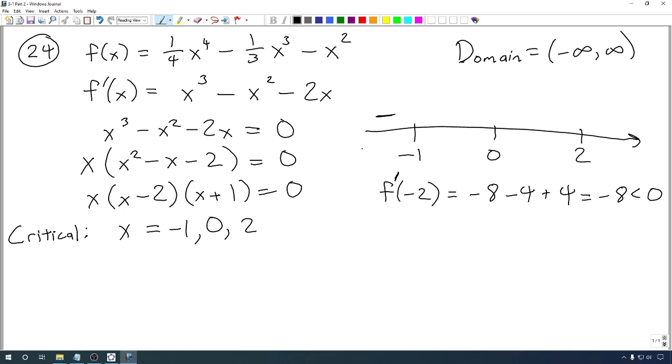Basically, for any number, if I pick negative 53 and plugged into f prime, I'm guaranteed at this point that I'm going to get a negative number. I don't have to put that into my derivative to test that. I know it to be true right now, guaranteed.